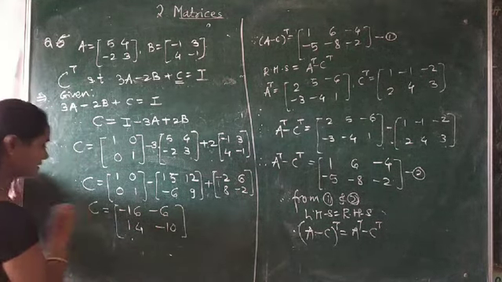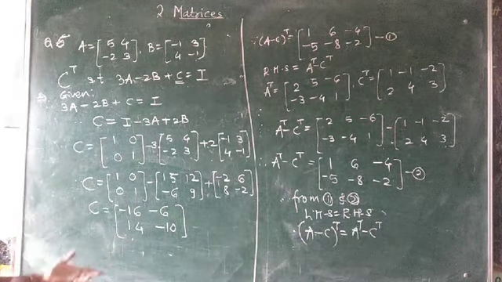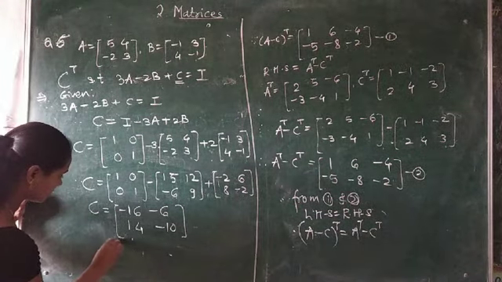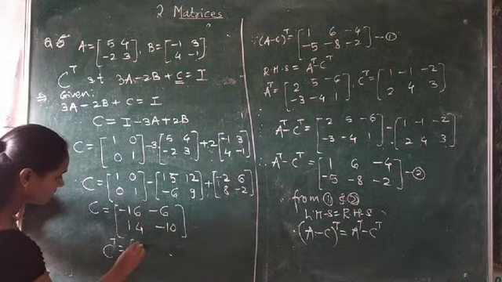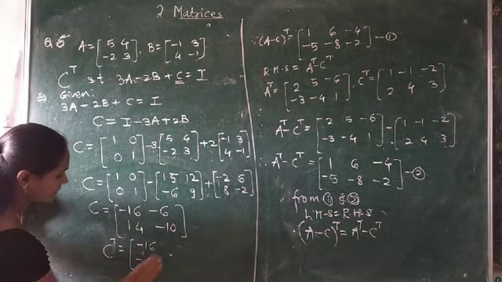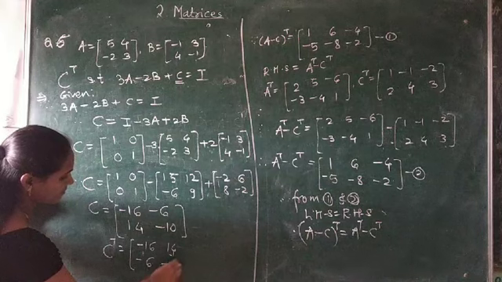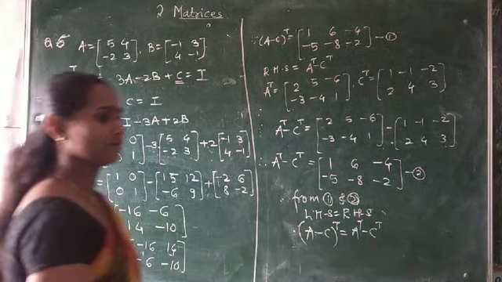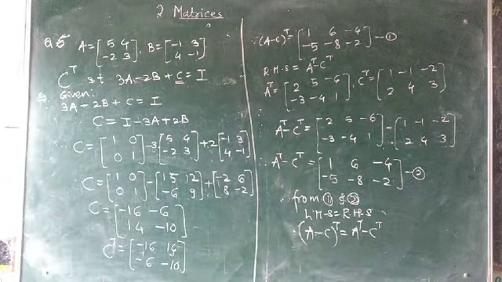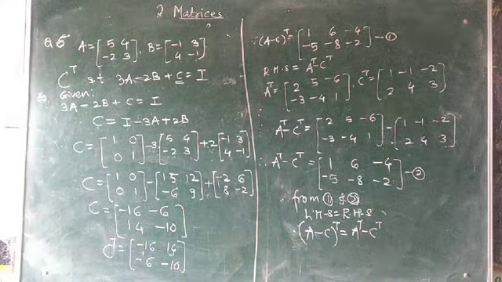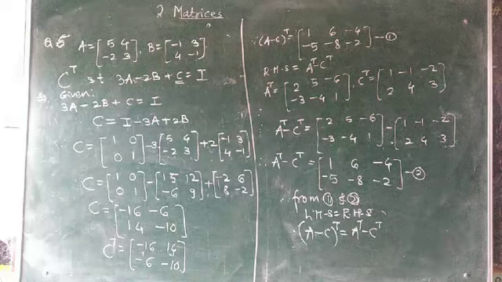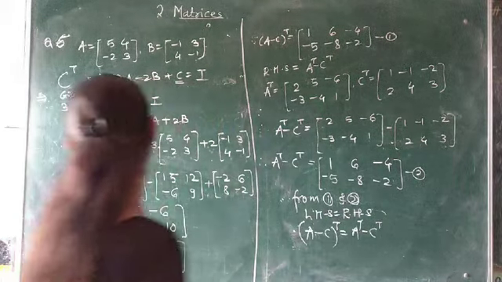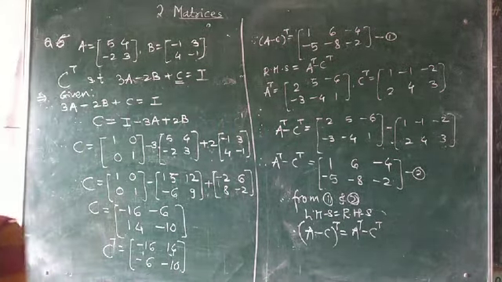This is the matrix C and we have to take transpose of C. Therefore C transpose is equal to minus 16, minus 6, 14, minus 10. Rows are converted into columns and columns are converted into rows. This is called the transpose of a matrix. So this is our answer to question number 6.